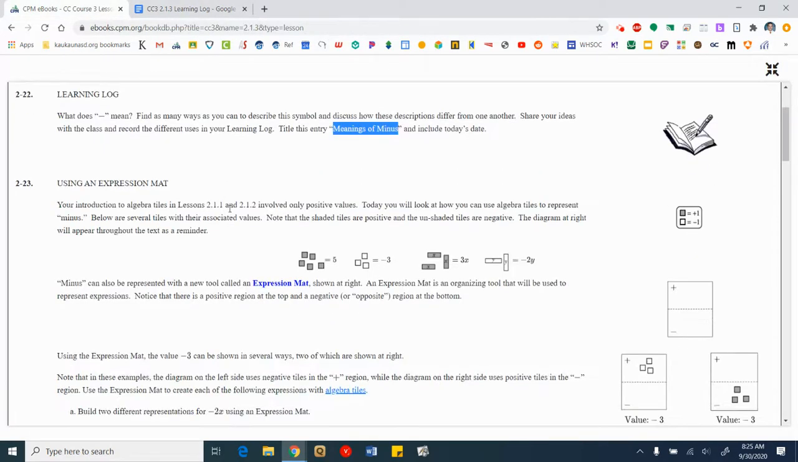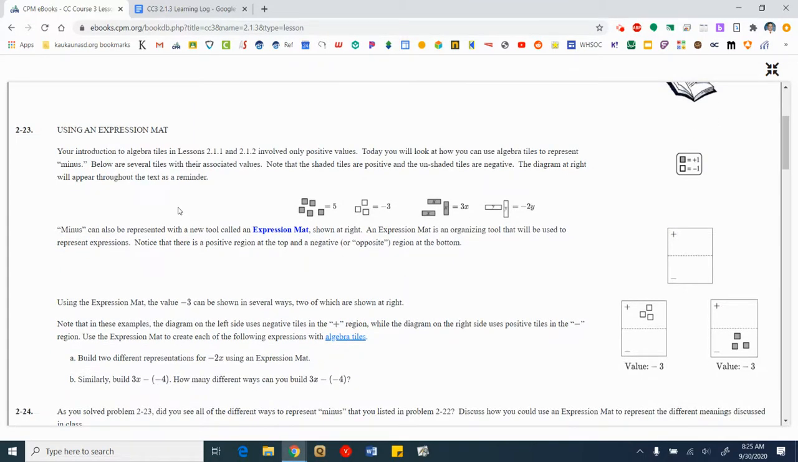I'm going to flip back to the book here. Using an expression mat. Your introduction to algebra tiles in lesson 2.1.1 and 2.1.2 involved only positive values. Today you will look at how you can use algebra tiles to represent minus. Below are several tiles with their associated values. Note that the shaded tiles are positive and the unshaded tiles are negative. The diagram at right will appear throughout the text as a reminder.